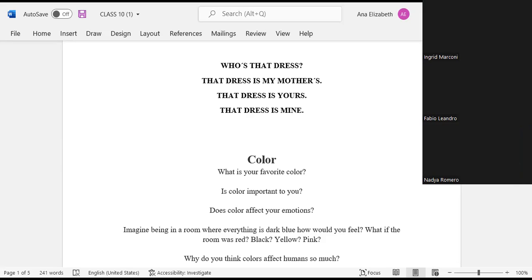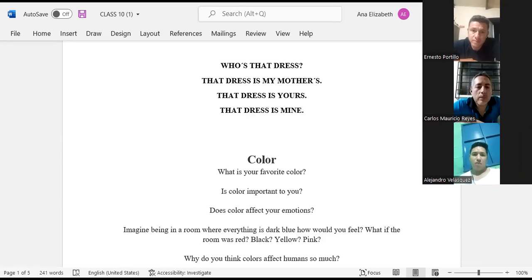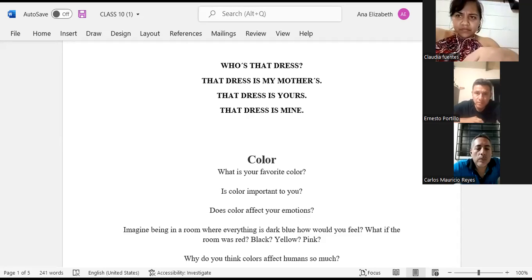What is your favorite color? My favorite color is purple. Ingrid, what is your favorite color? I'm sorry. My favorite color is purple too. Excellent. Animal, what is your favorite color? My favorite color is red. Excellent. Thank you. Let's move on to other questions.